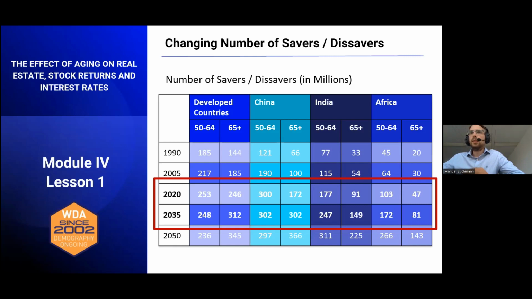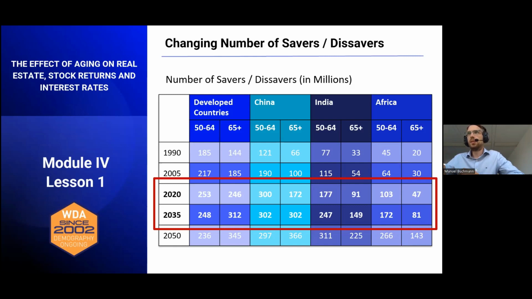Then, 15 years from now, 2035, we still have roughly the same amount of savers, 5 million less, but drastically more savers. So this is an increase of over 60 million savers. This is the big change. So baby boomers changing from being savers to being savers.